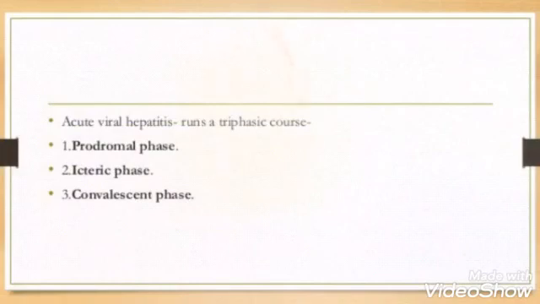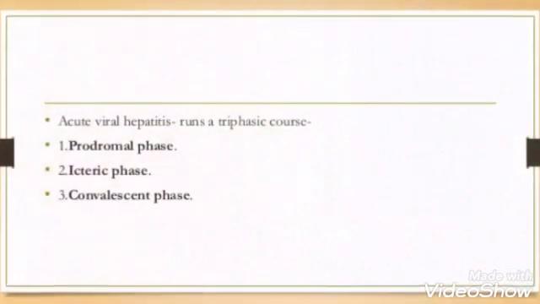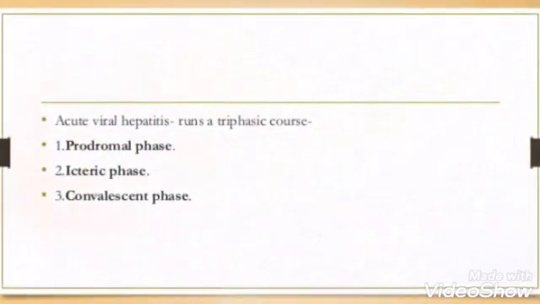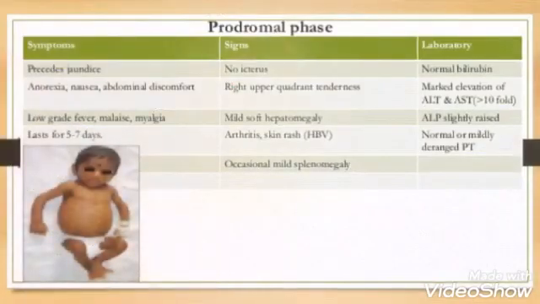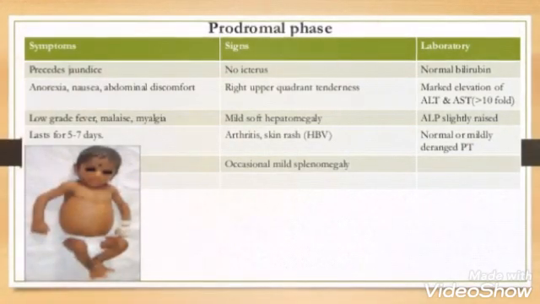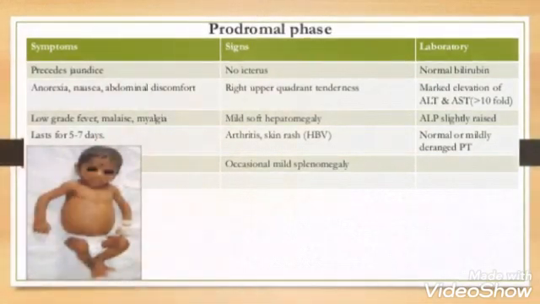So acute viral hepatitis mainly includes 3 phases, that is prodromal phase, icteric phase and convalescent phase. So you can see different types of symptoms in these phases. In the first one, the prodromal phase, the symptoms precede jaundice; children are most likely to have this and they will be showing the signs of jaundice.